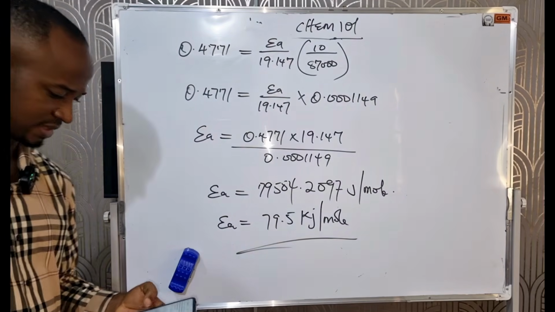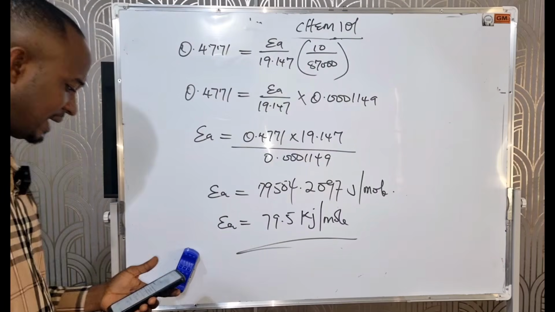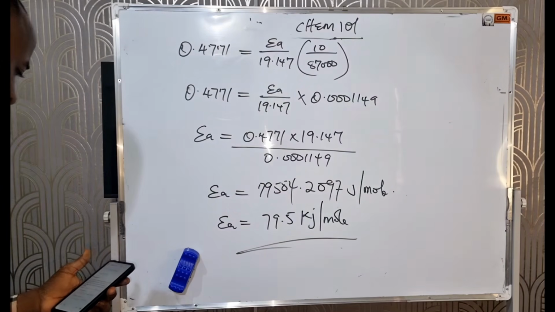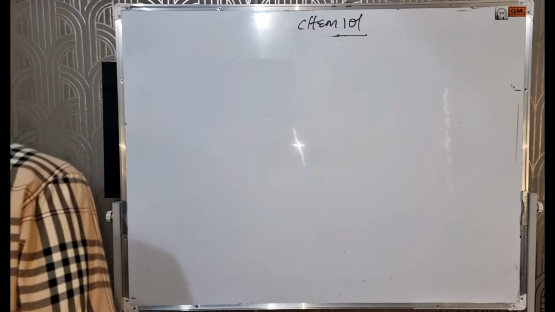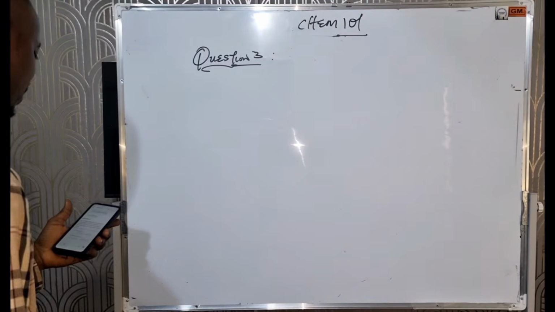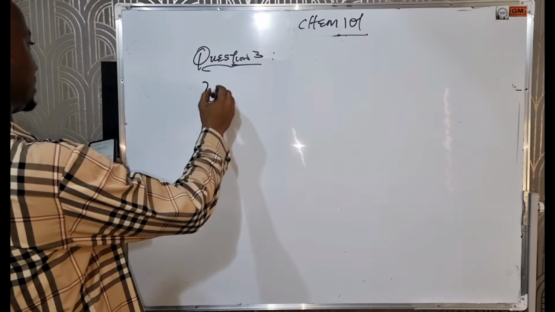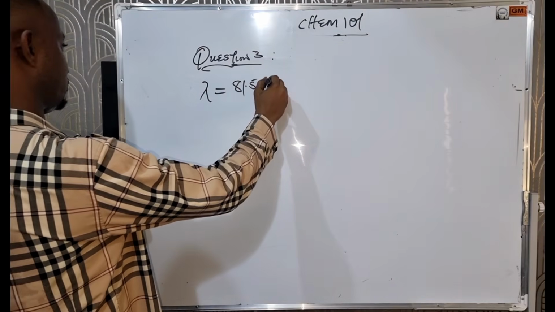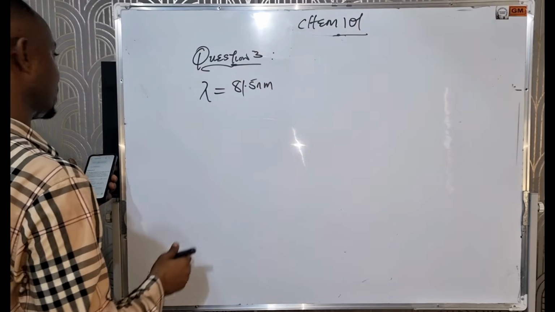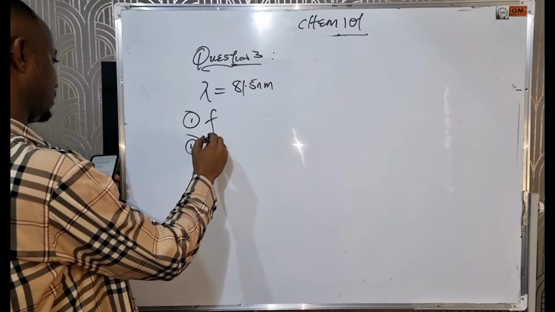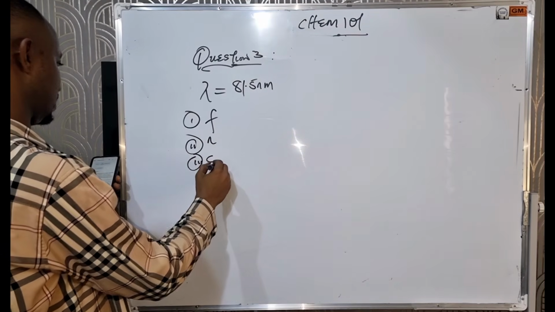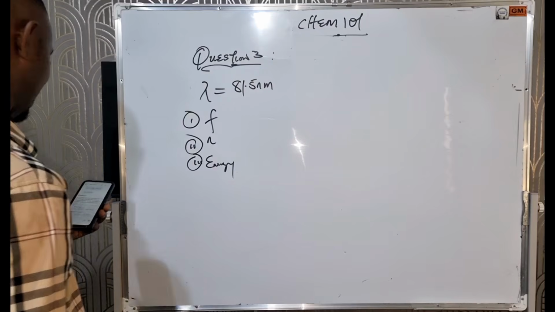Alright, so let's see, the next question, question 3, says that the light emitted by hydrogen atom has a wavelength of 81.5 nanometer. Okay, what is the frequency? We have to find the frequency. Number 2, find the wave number. And number 3, find the energy of the light emitted by the hydrogen atom.